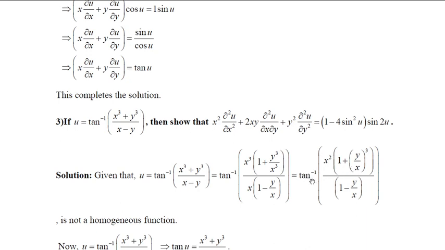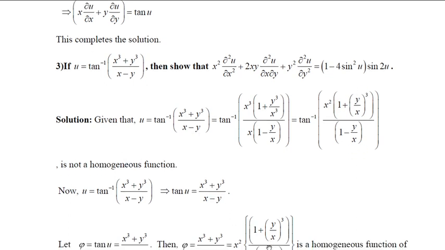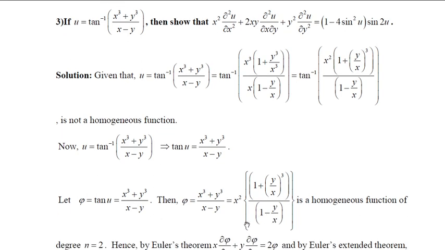So let's send tan inverse to that side. That gives you tan u. Tan u is equal to (x cube plus y cube) by (x minus y). But we have written this as this. So let's call tan u as some phi. Phi is equal to tan u is equal to (x cube plus y cube) by (x minus y). That means your phi is equal to this, which is equal to this. Therefore, this is a homogeneous function of degree 2. That means your n equals 2.